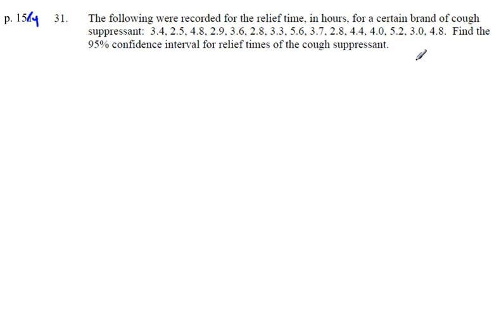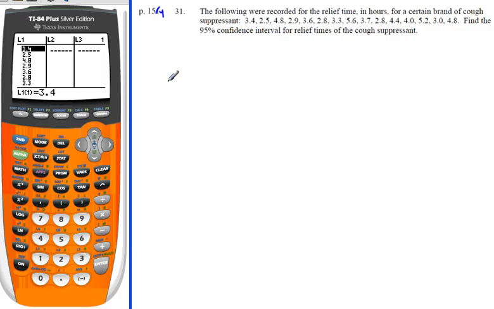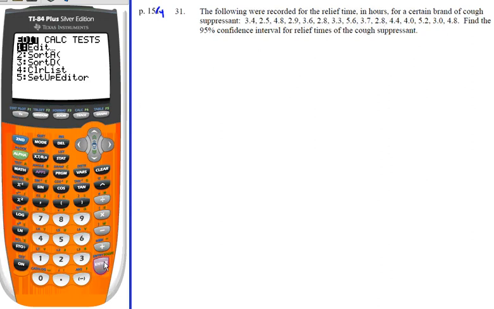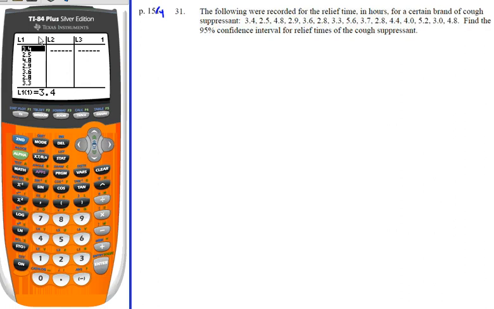Now, since we've got a bunch of data, our best bet is to let our calculator do a lot of the work for us. So I'm going to get out my calculator here, and what we need to do first is enter this data into a list. So if you press your stat key and then press enter, we can enter our data into a list. I chose list 1. And just to save time, I've got it in there already.